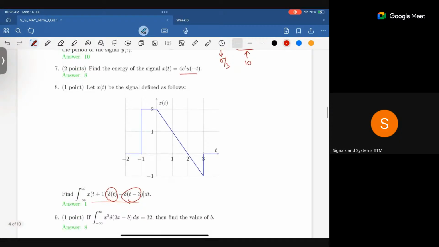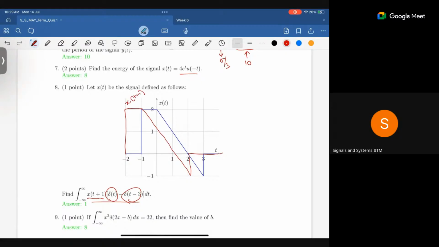But be careful. It's not x, this is x of t. You have to shift your signal by 1 unit to the left. Right? Once you shift that, you will see that, you guys can solve this. No, you will have this red signal as x of t plus 1.